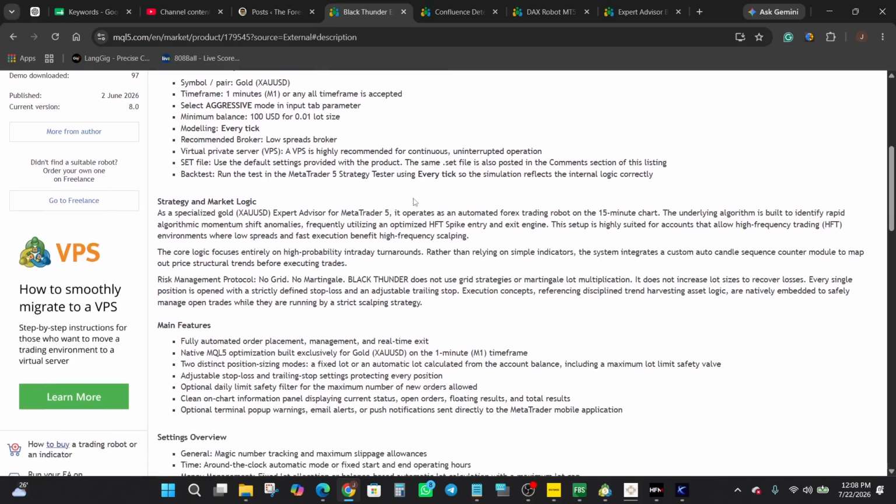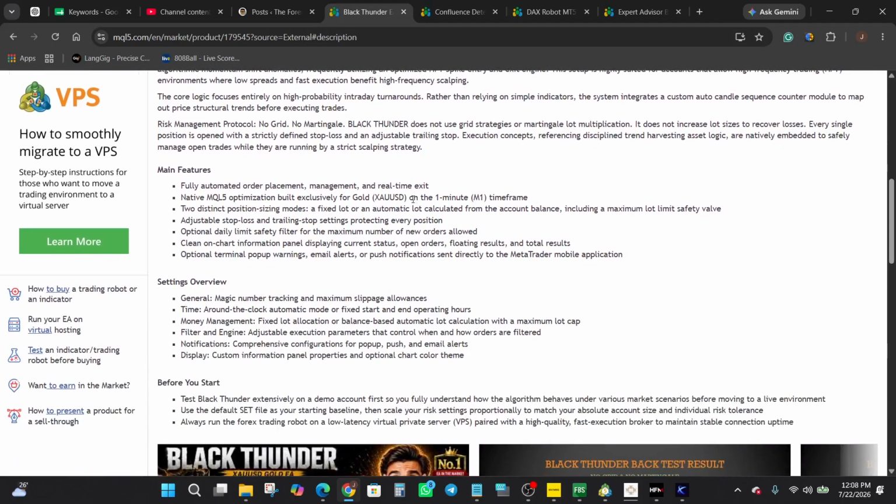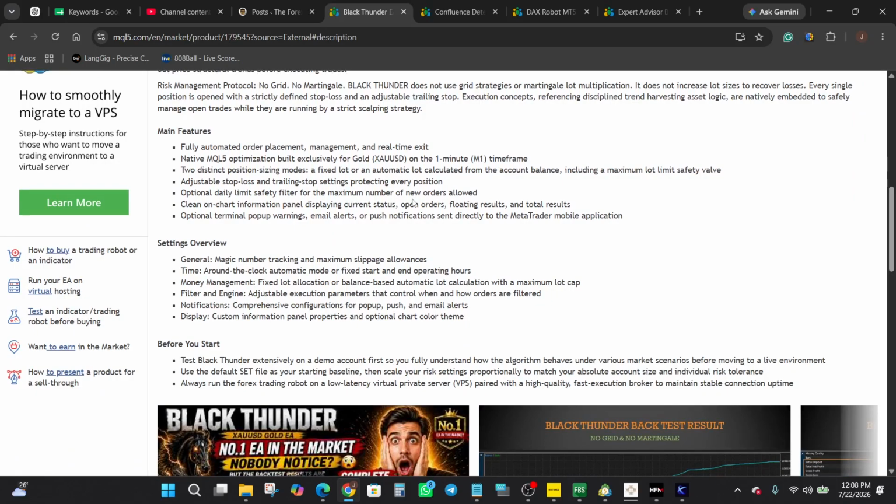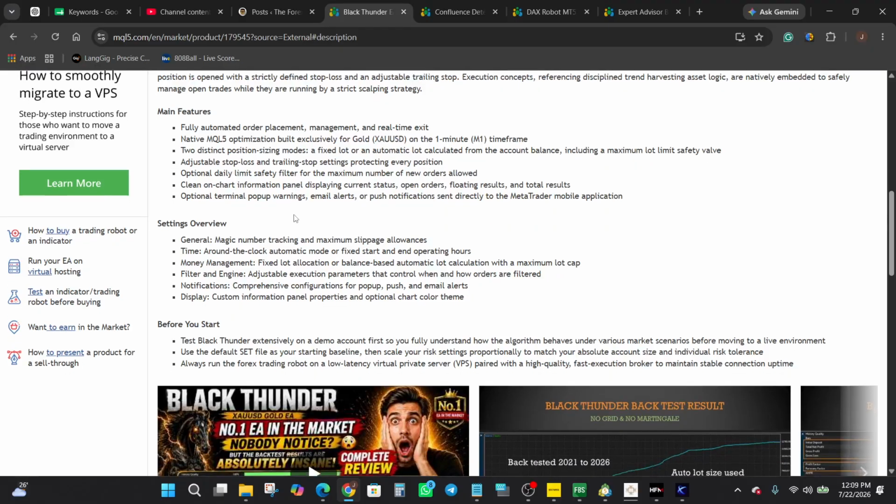Okay, going through the main features, this includes fully automated order placement and management, two position sizing modes, fixed lot or automatic balance based sizing with a maximum lot cap, an optional daily limit on new orders, an on chart information panel, and optional pop-up email or mobile push notifications.